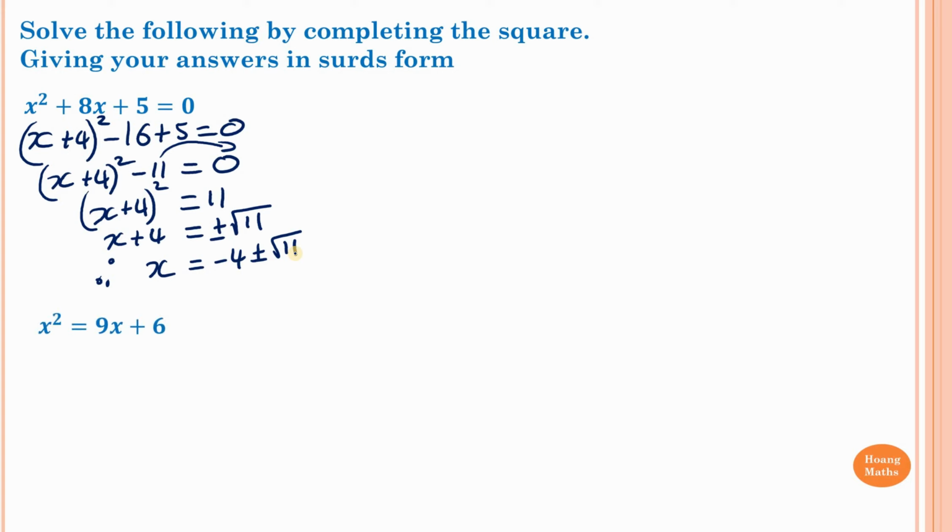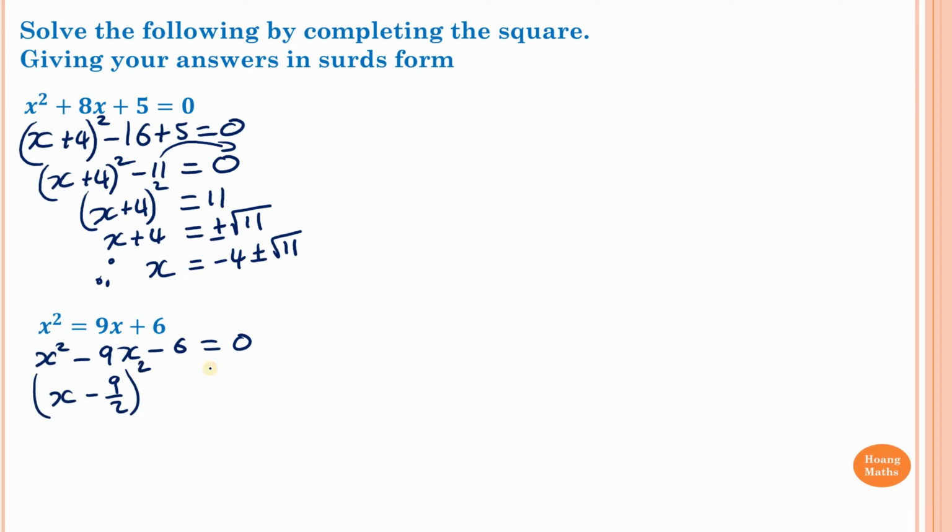Next one. So x squared is equal to 9x plus 6. So I move everything to one side, making the equation equal 0 first. So that becomes x squared minus 9x minus 6 is equal to 0. And of course, we need to halve the coefficient of x, which is 9. So write 9 over 2, okay? It's easier, so you can do it in your head with fractions.